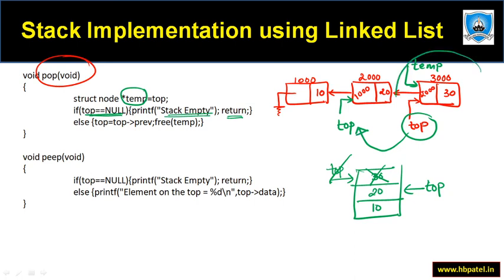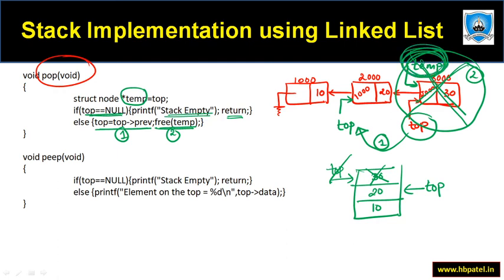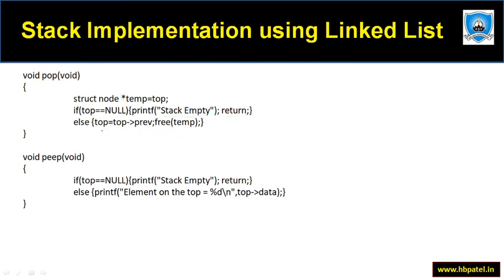And then what should I do? The second part is I should be freeing up this memory. So first I do top equal to top arrow previous, and freeing up this node is my second part. I'll be freeing using the temporary pointer, because I already set a pointer temp over here. So that's it. Effectively there are two statements. You are moving top to the previous, the second last value, and then you are freeing the topmost value that you have just popped. Just by these two statements it is done.